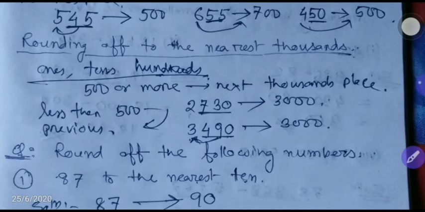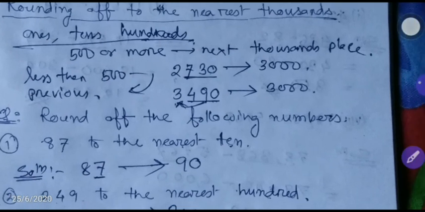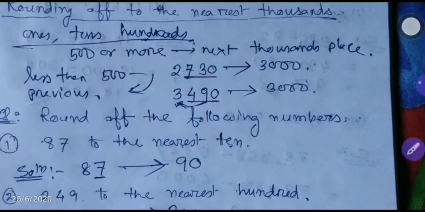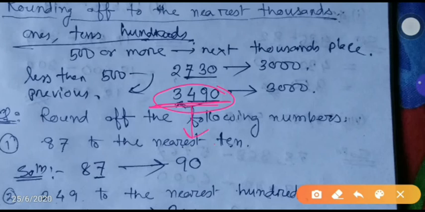For example, you see here 2730. We have to round off to the nearest thousand. So which place will we see? Hundreds place. In hundreds place, what is there? 7. 7 is what? More than 5. So we will move to the next 1000. That means after 2000, 3000. Okay, so next you see this one, 3490. Here in hundreds place, what is there? 4 is less than 5. So we will move to this 3000.